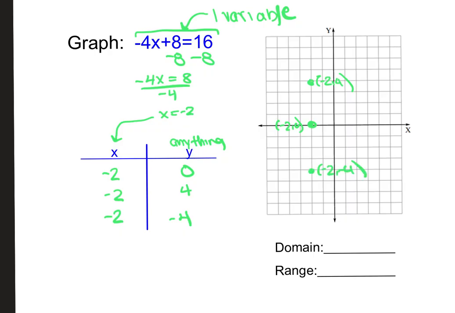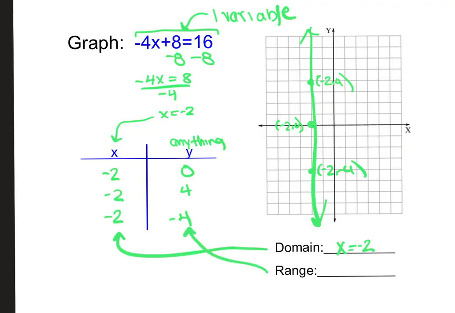We can see here that we have a vertical line taking place at x equals -2. And then from here, our domain, the only x value we need is -2. So we're going to have x equals -2. And then our range, the range values that we need, the graph goes forever up and down. So this again would be all real numbers.